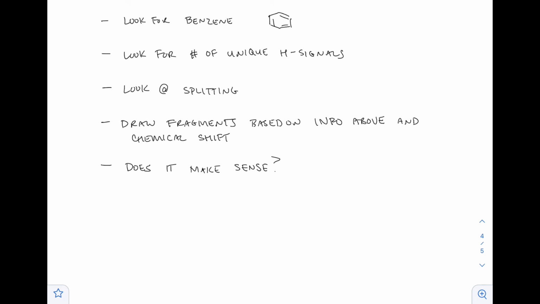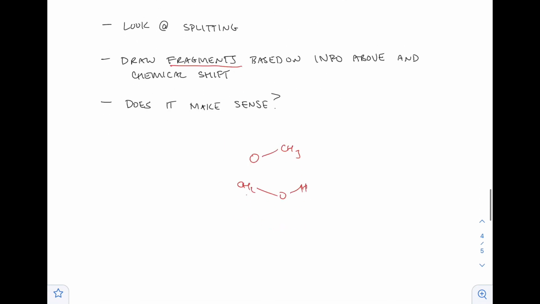Look for the number of unique proton signals after that, and then of course, we're talking carbon as well, but look at the splitting. If you have your number of unique signals and your splitting pattern, then you can draw fragments based on the info above and then the chemical shift. So the fragments would be like, okay, well, it's got to be looking like this, versus maybe a CH2 with an H on the end, or something like that. Like it's only part of a molecule is what I mean.